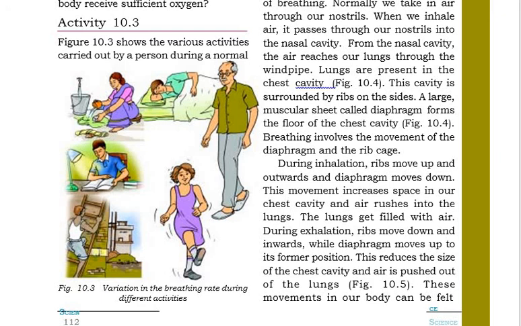During that time the ribs move down and inwards. The diaphragm comes to the original position or the former position. This reduces the size of the chest cavity and the air is pushed out of the lungs. This movement in our body can be felt very easily.